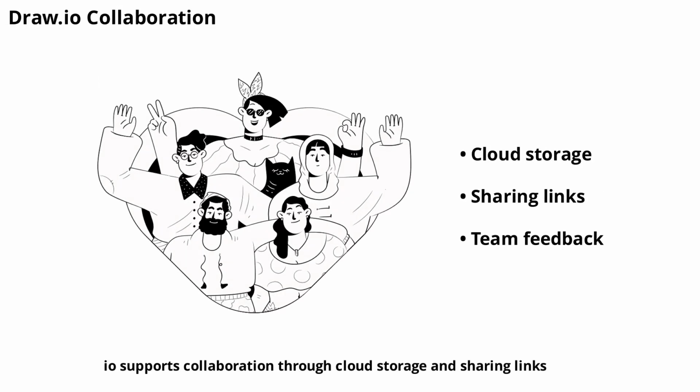Draw.io supports collaboration through cloud storage and sharing links. You can invite team members to view or edit diagrams, making it easy to gather feedback and make changes. This is especially useful for restaurants with distributed teams or those who need to share plans with external consultants.